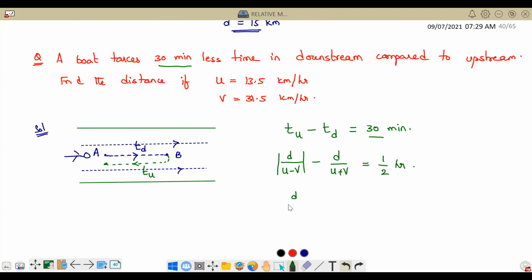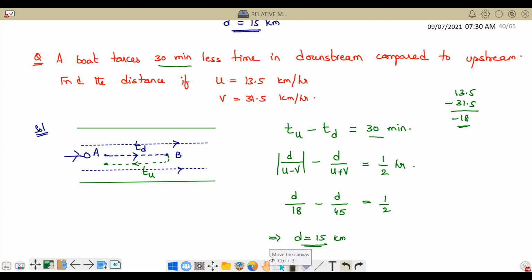D is what we have to calculate. What is U minus V? 31.5 minus 13.5 is 18. Should I write minus 18? 13.5 minus 31.5 is minus 18, but we take the mod, so no minus. Minus D by U plus V, what is 13.5 plus 31.5? 45. It is equal to half. So solving this equation, you get D as 15 kilometers.